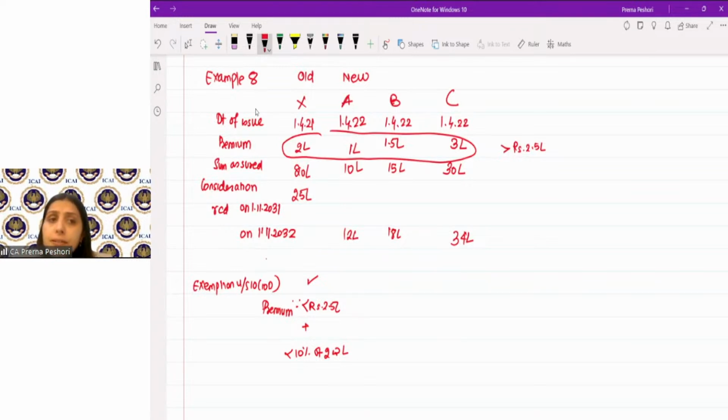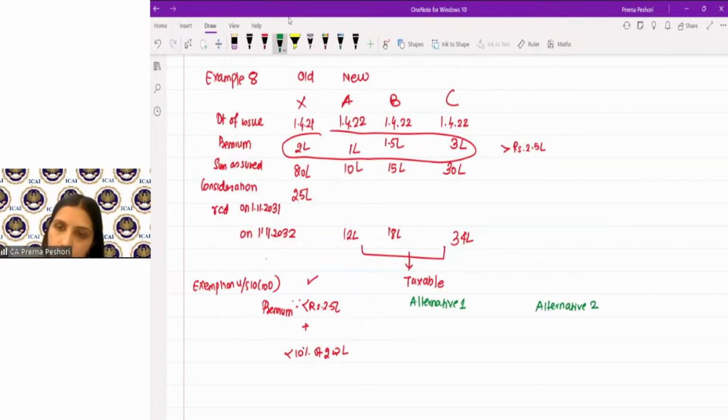Now, what the CBDT circular provides is that you have an option. What option do you have? If this exceeds 2.5 lakh, all of these three will be taxable. That is your alternative 1. What is alternative 2?